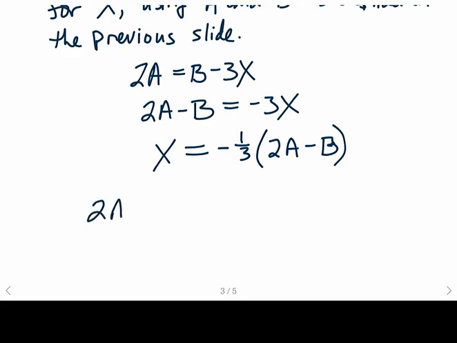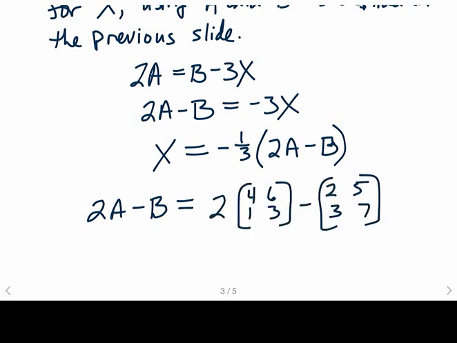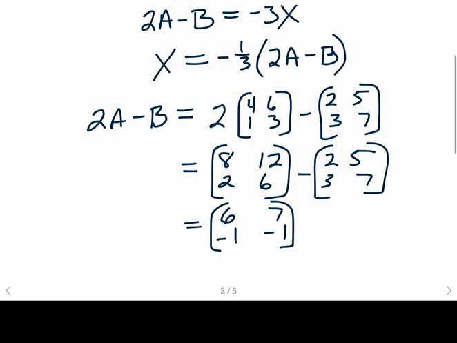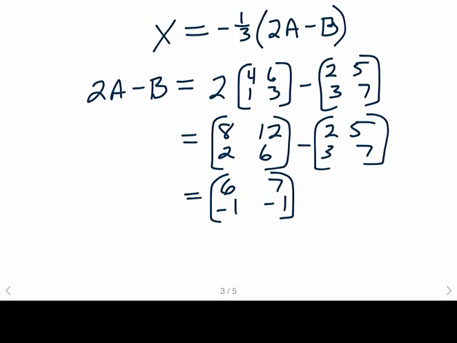Well, let's see. 2A minus B, using the A and B from the previous slide, is 2 times [4, 6, 1, 3] minus [2, 5, 3, 7]. Go ahead and perform that operation and then come back to the video. Okay, I've got that 2A minus B is equal to [6, 7, negative 1, negative 1]. Well, X, according to what we did when we solved the equation symbolically, is negative 1/3 times 2A minus B. So times [6, 7, negative 1, negative 1].